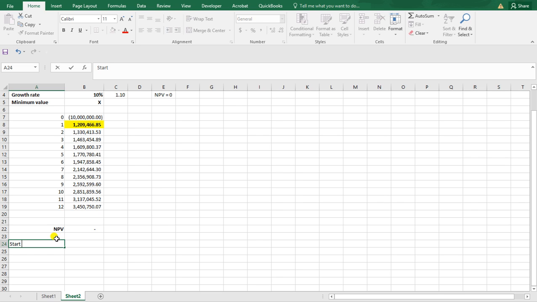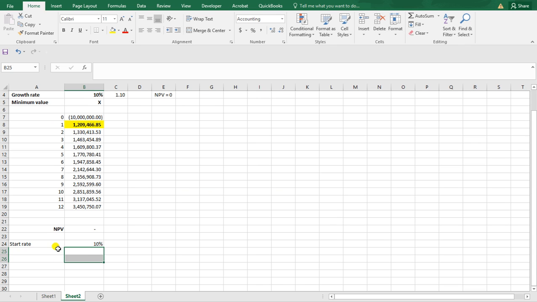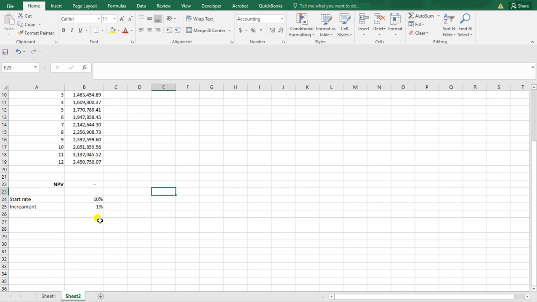I'll be having our start rate, which is 10%, because you're told that they should range between 10 to 15, right? So you should be having in between 11, 12, 13, 14, 15. So increment, we can take 1%, so that when we are preparing our data table, this is what we should be having, right?